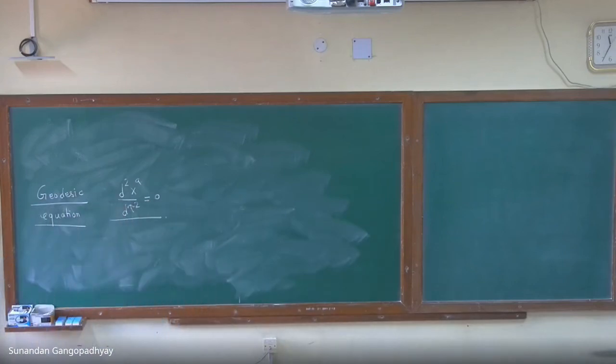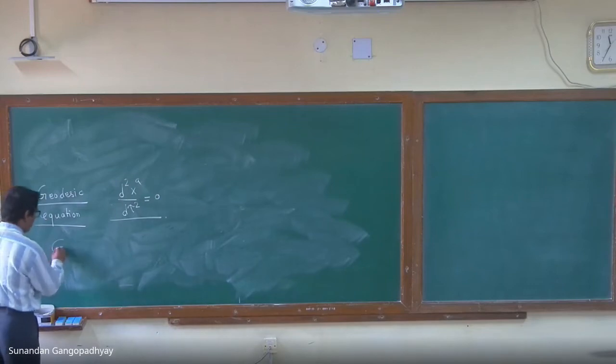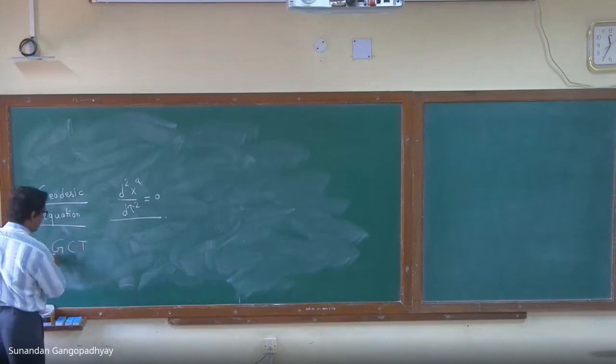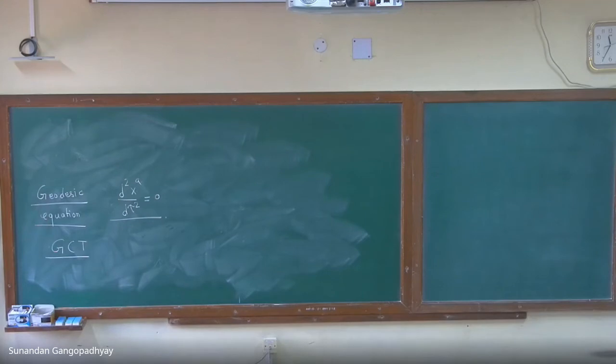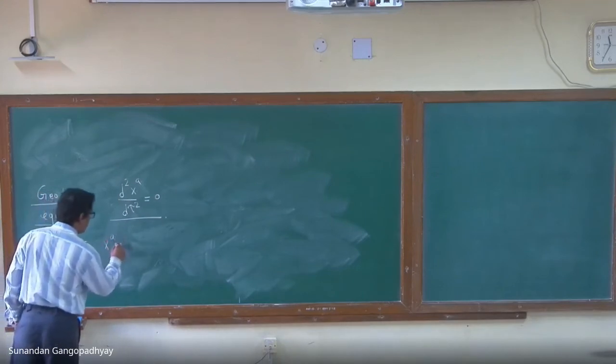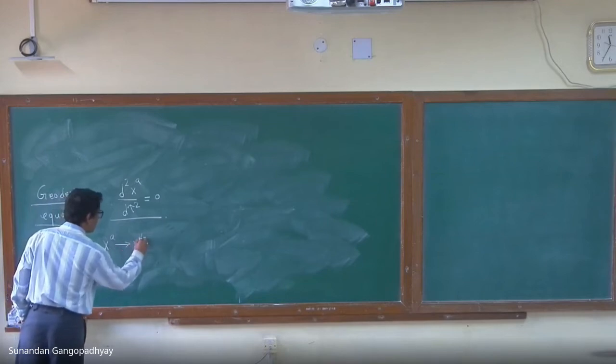So let us make a general coordinate transformation. From now on, I will write general coordinate transformation as GCT, an abbreviation for general coordinate transformation. Let us transform x^a to x prime.